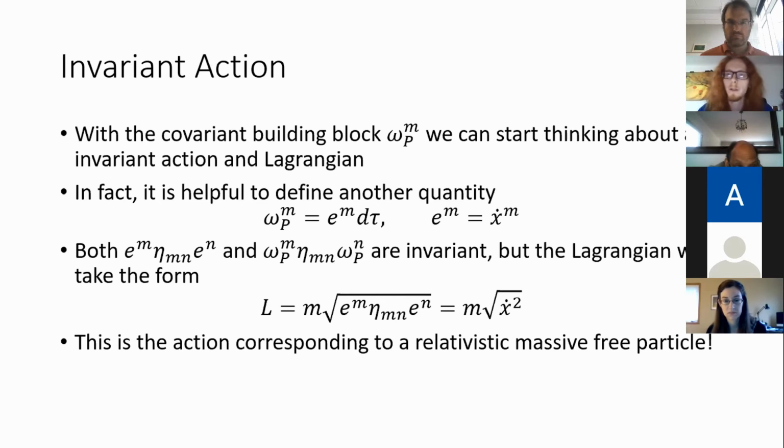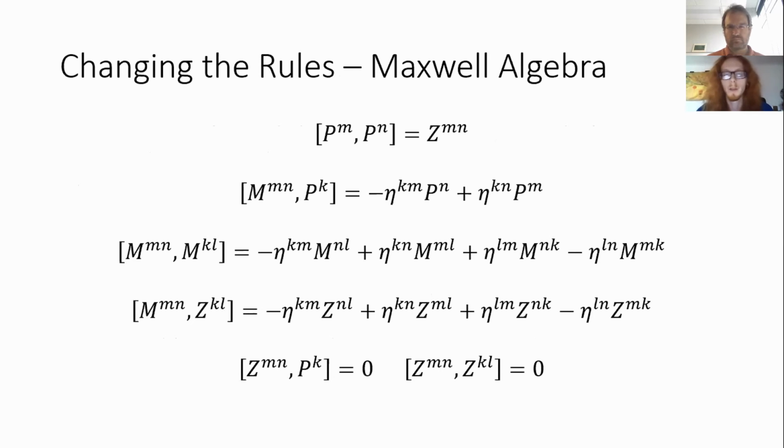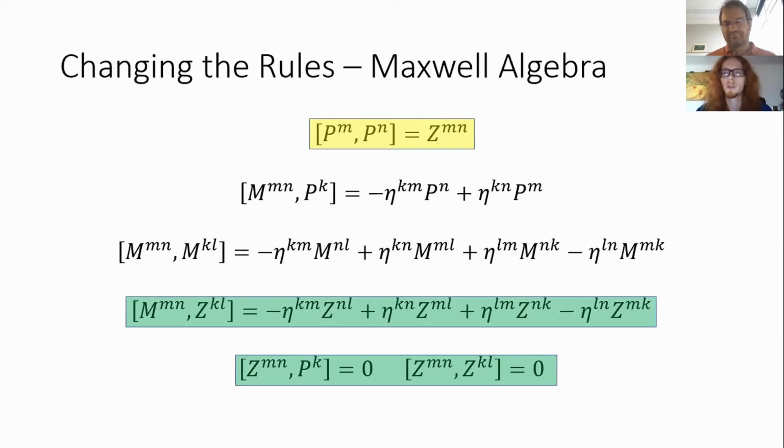Now, that's very good. What if we want something more interesting? Maybe we can change the rules of the game a little bit. Instead of just having the Poincare algebra, we can extend it to something called the Maxwell algebra. We do this namely by making the four-momenta no longer commutative. If you notice, these are the main differences between the Poincare algebra and the Maxwell algebra.